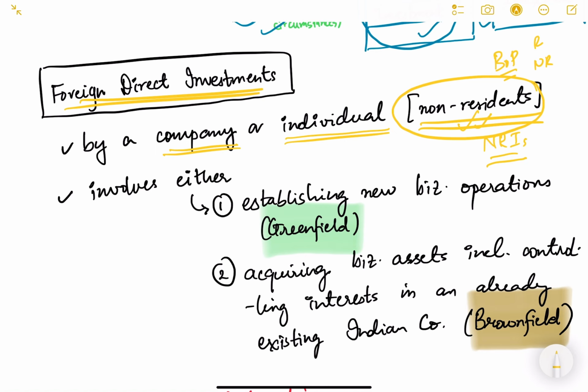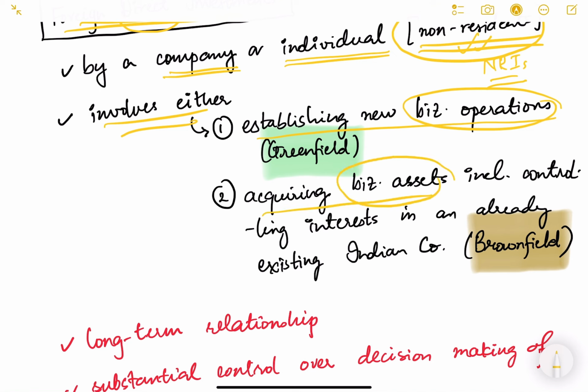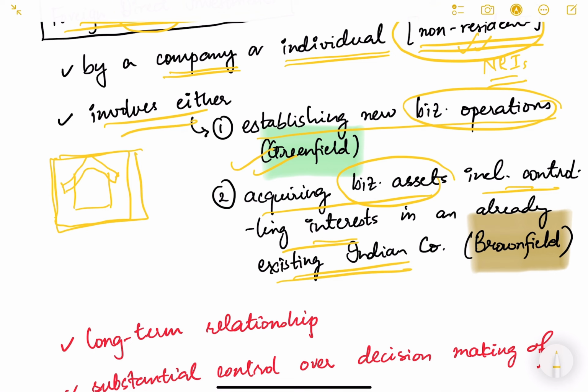But when do we call it a direct investment? When it involves either establishing a new business operation, or acquiring business assets, including controlling interest in an already existing Indian company. For example, they are buying new land, building a new factory on that land and starting a manufacturing process. This is called greenfield investment. Greenfield meaning they are starting from scratch, from the ground. That's why it is known as greenfield.